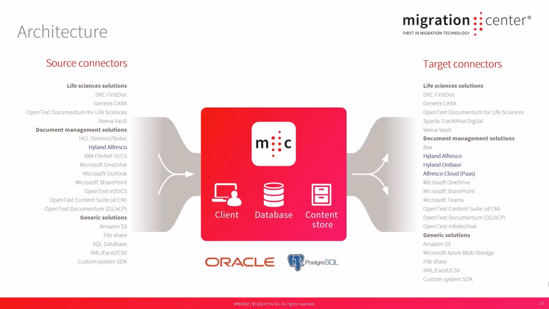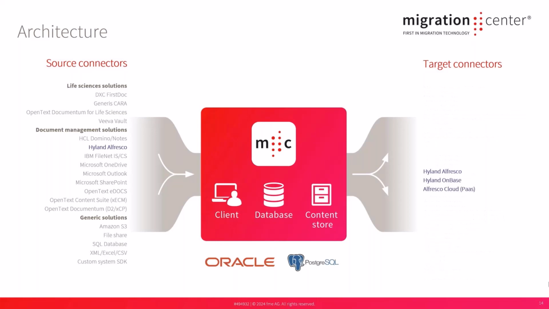On the right-hand side, you see our target connectors. So it's a lot of target connectors that we have out of the box already. And as you can see here as well, we have generic solutions. So we can migrate into different other systems, but also here we can do a custom system if you don't find it here. But today we're here to talk about Hyland Alfresco, Hyland OnBase, and also the Alfresco Cloud path system that we are covering. By saying that, I will hand over the word to my colleague Virgil, who will take you through a little bit about the architecture. Virgil.